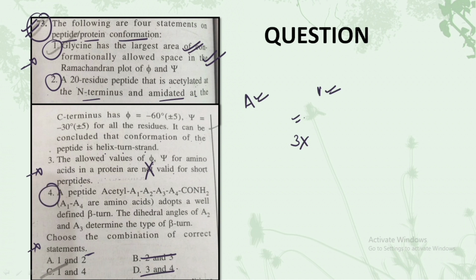The fourth is that a peptide acetyl A1, A2, A3, A4, CONH2, where A1 to A4 are the amino acids, adopts a well-defined beta turn. The dihedral angles of A2 and A3 determine the beta turn. Now this is a theoretical statement, and you have to add it in your notes. This is a very correct statement. This statement has been asked previously also in the CSIR as it is, so make sure that you add this in your notes, and it is a correct statement. So we have first and fourth being the correct options, and hence we have C being the correct answer for this particular question.